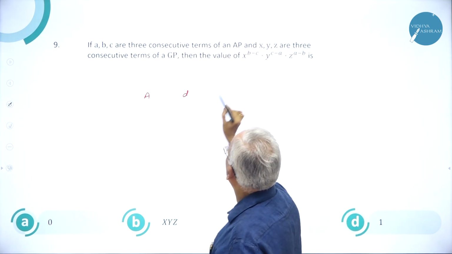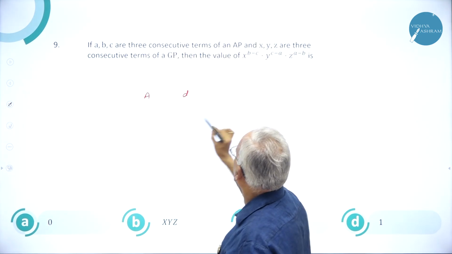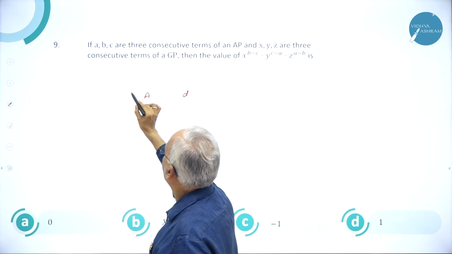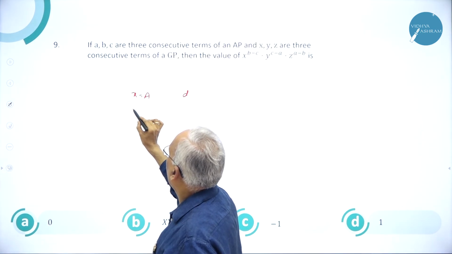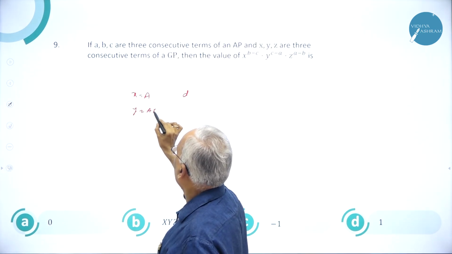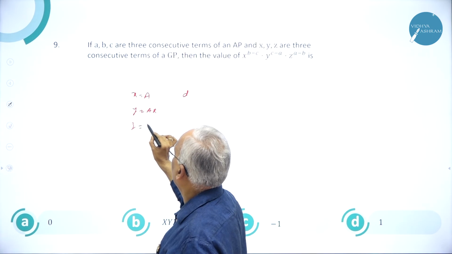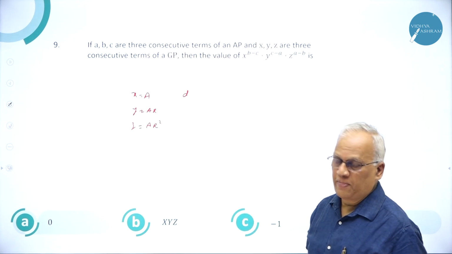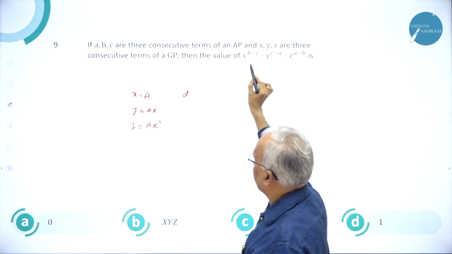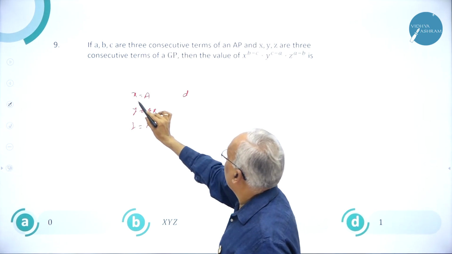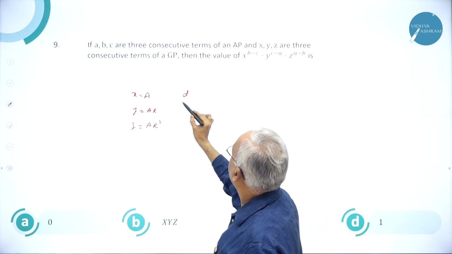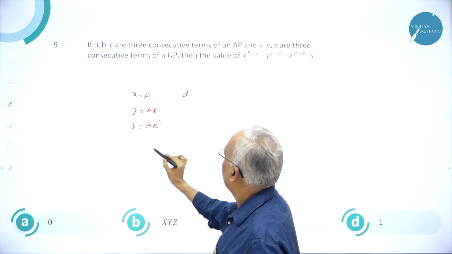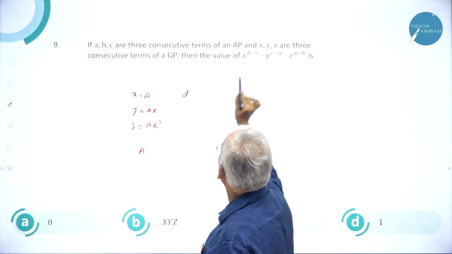Now X, Y, Z are in GP. So X can be taken as A, Y can be taken as A into R, and Z can be taken as A into R squared, because X, Y, Z are in geometric progression. Now consider this expression. You have X to the power of B minus C, that is A to the power of B minus C.